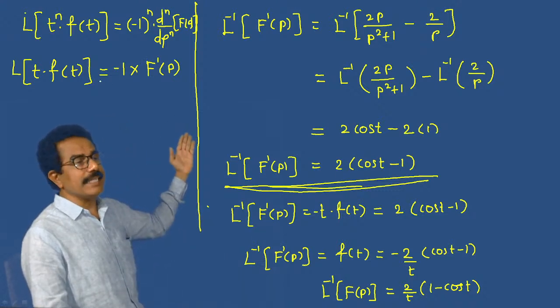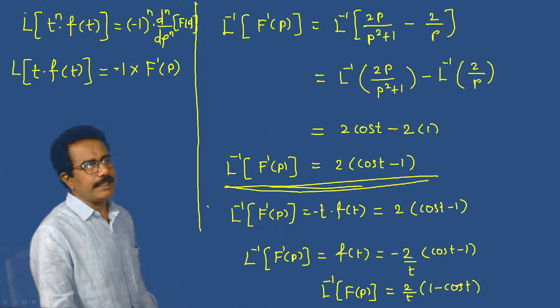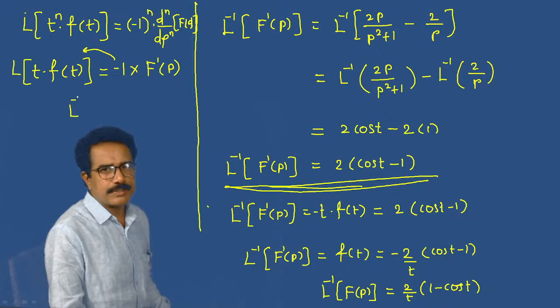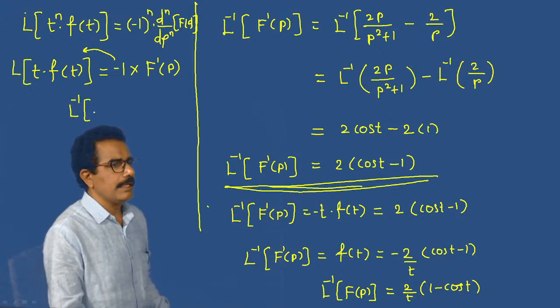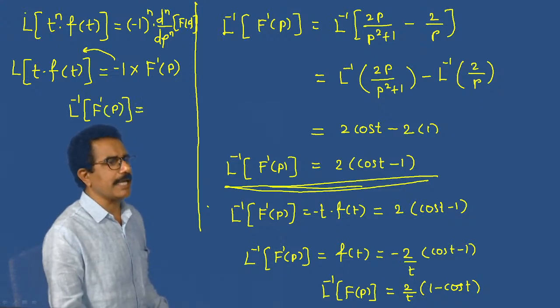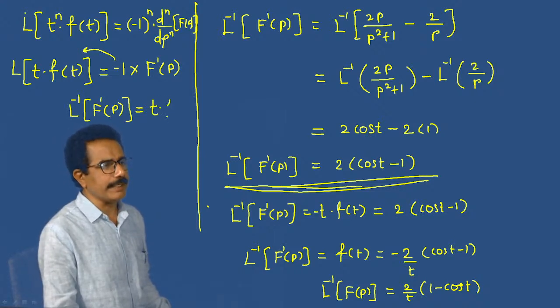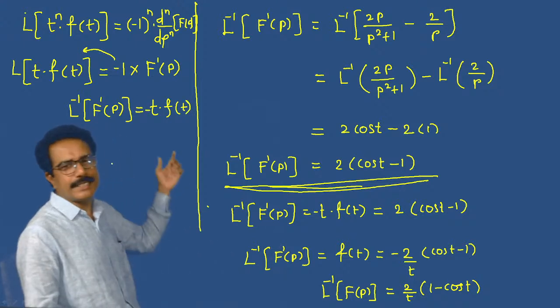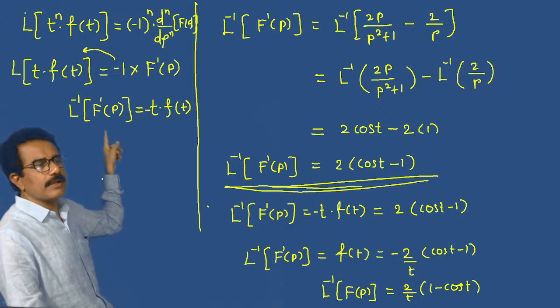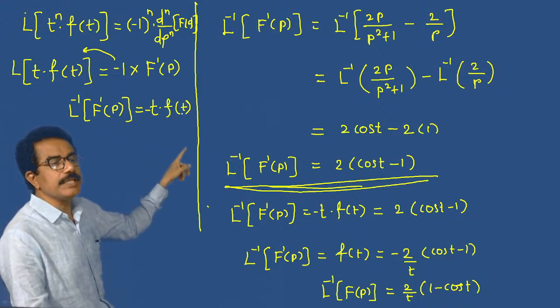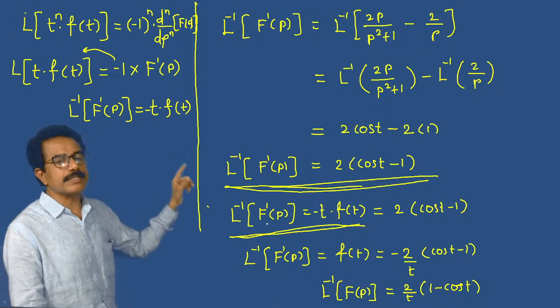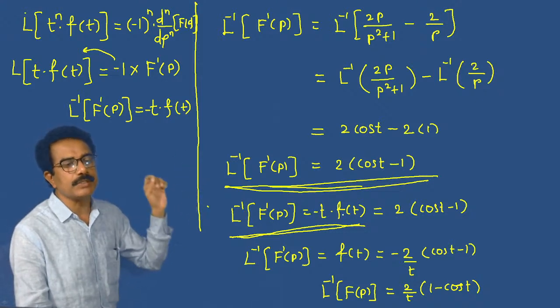Now if we take this minus on the left side and take the inverse Laplace transformation, so L inverse of F dash of p we can write as minus t into f of t. So we get this important result: L inverse of F dash of p is equal to minus t into f of t. We have written here directly L inverse of F dash of p is equal to minus t into f of t.